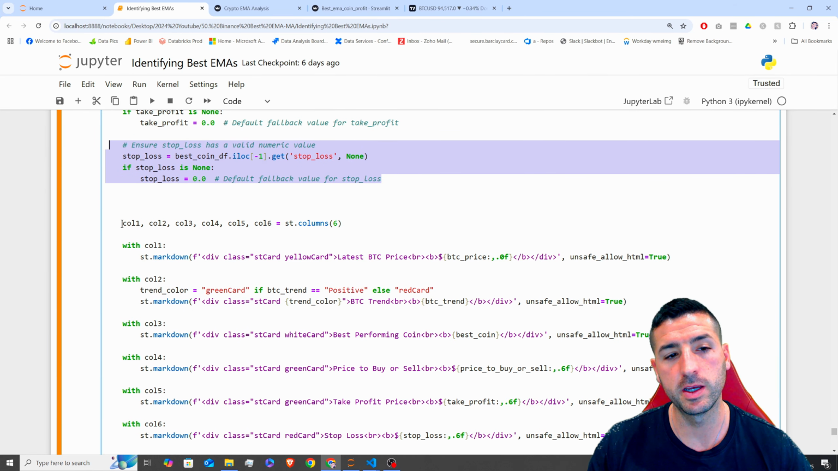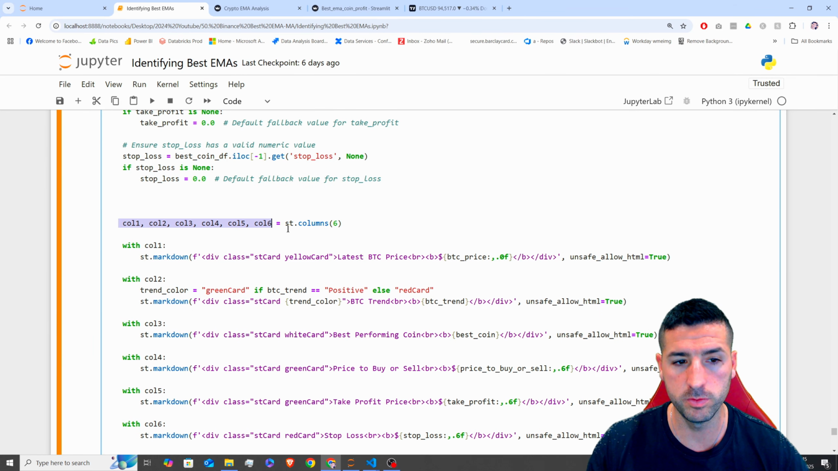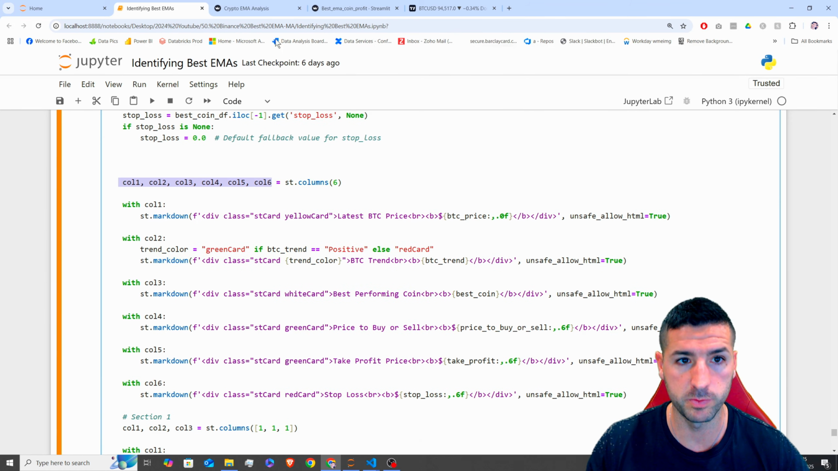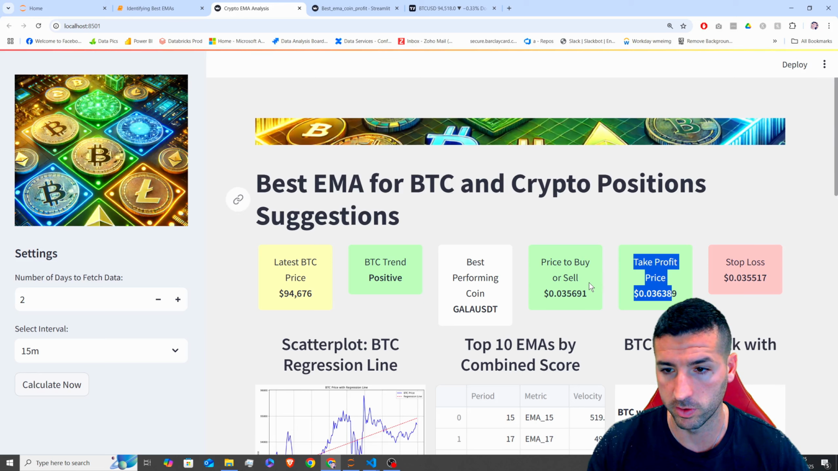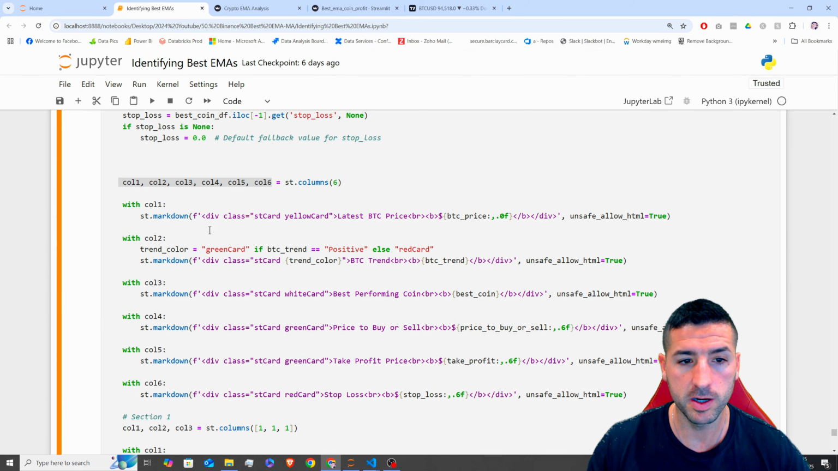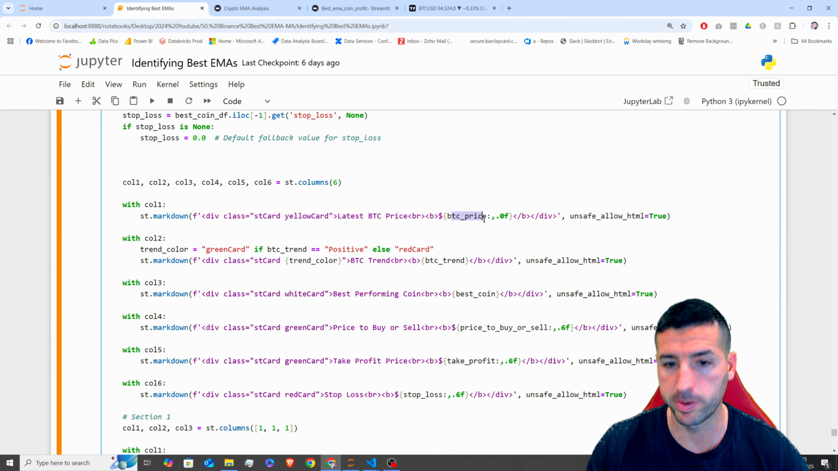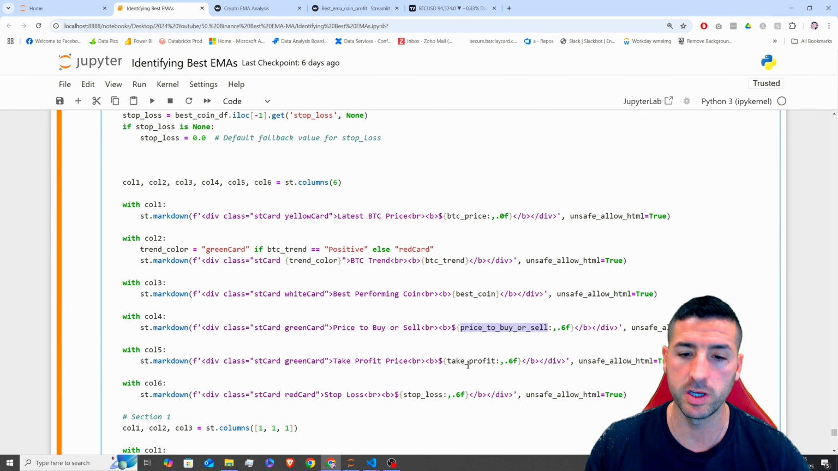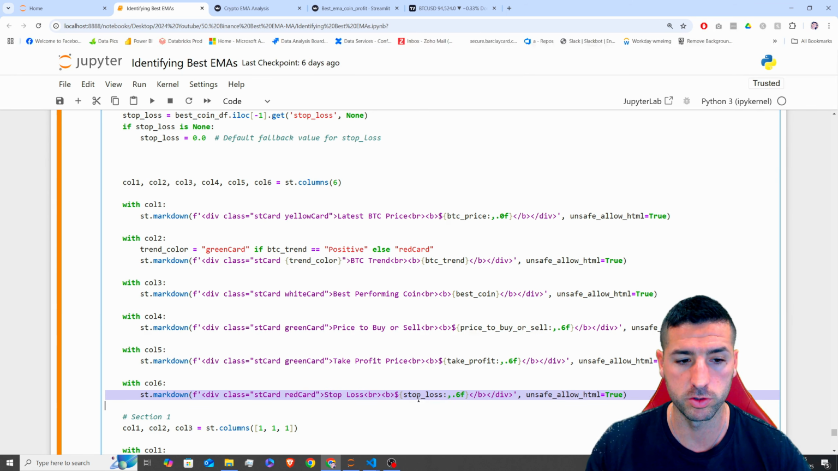Next, we are splitting our page into 6 columns in order to add our cards. And these 6 columns is basically the 6 cards you see over here. The first card, as we said, is going to be the Bitcoin price, then it's going to be the Bitcoin trend, then the best coin, then the price to sell, the take profit, and the stop loss over here.